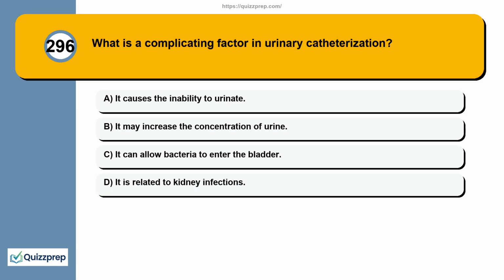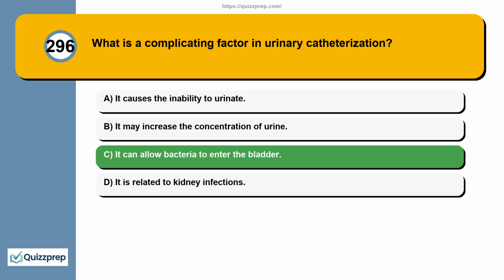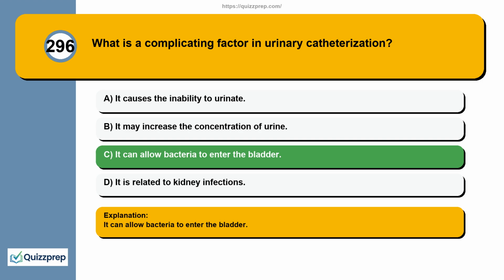Question 296. What is a complicating factor in urinary catheterization? Option A. It causes the inability to urinate. Option B. It may increase the concentration of urine. Option C. It can allow bacteria to enter the bladder. Option D. It is related to kidney infections. The correct answer is option C. It can allow bacteria to enter the bladder.